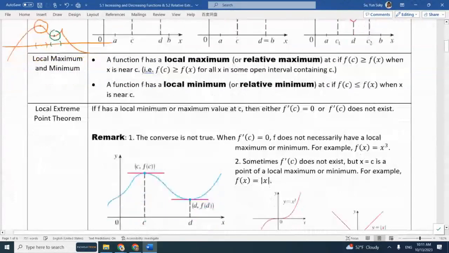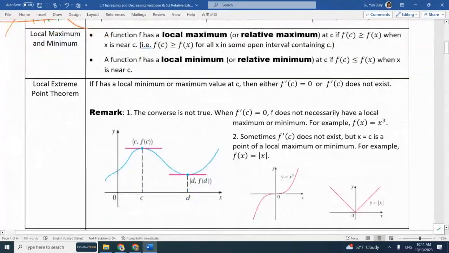Okay, and then this is the definition of local maximum and minimum. And then we have the local extreme point theorem. If a function has a local maximum or minimum value at c, then either the derivative is 0 or the derivative does not exist. So the picture is like this. Like this point, it has a local maximum, and can you see the slope is 0?